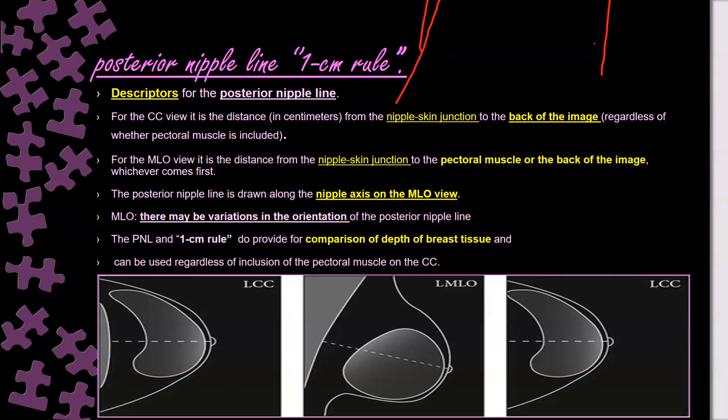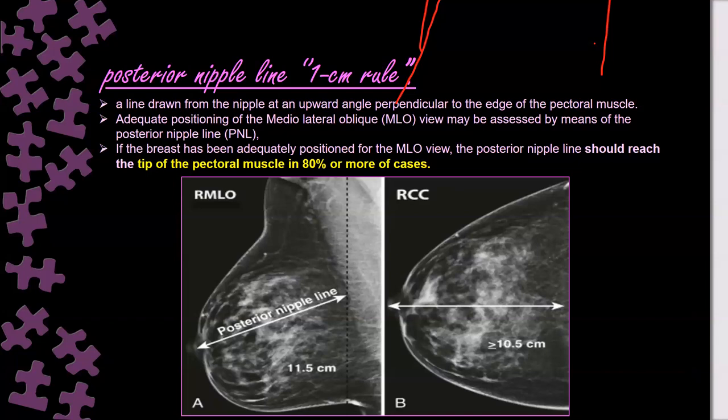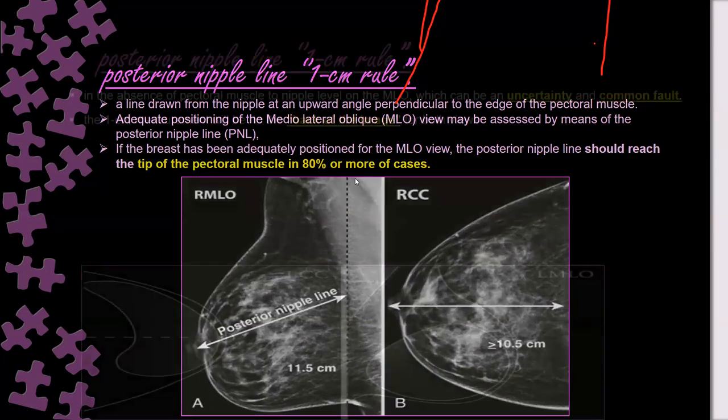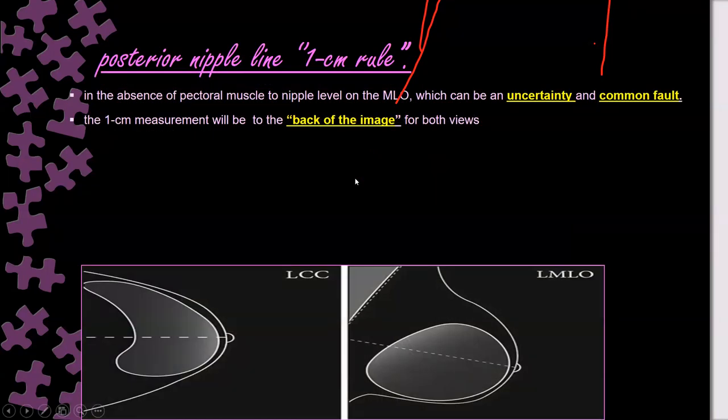If it is within 1 centimeter, that means the CC view was optimal and adequate. If not, it is not adequate. If a breast has been adequately positioned for the MLO, the posterior nipple line should reach the tip of the pectoralis muscle in 80% of the cases. So for the posterior nipple line, we have to have an optimum MLO.